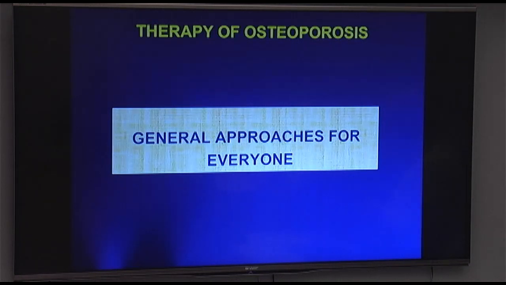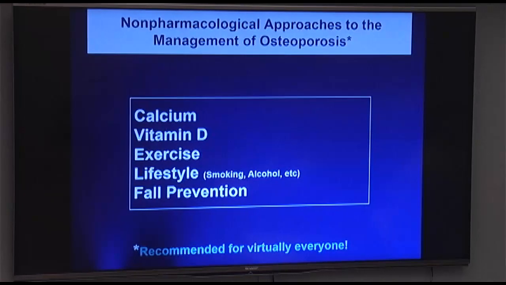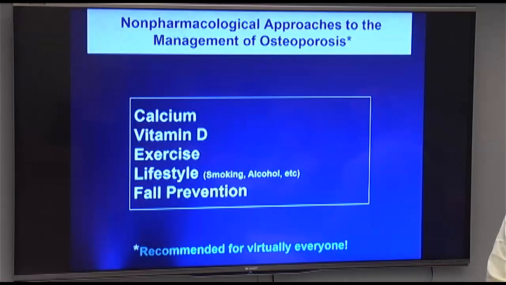All right, so let us move now into a discussion of treatment of this disease. And these are the non-pharmacological approaches that all of us subscribe to. We touched on calcium, and we're going to touch on it a little bit more. Vitamin D, exercise, lifestyle. Smoking, of course, is bad for anything you can imagine.